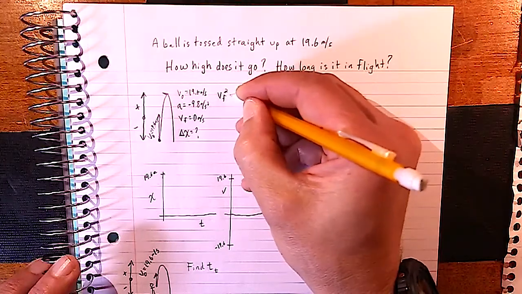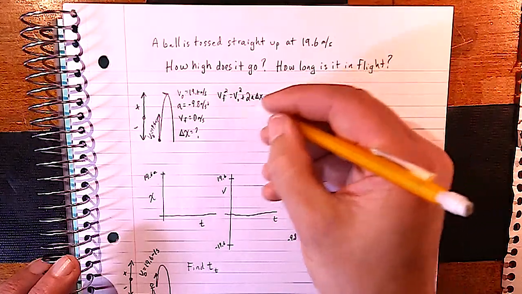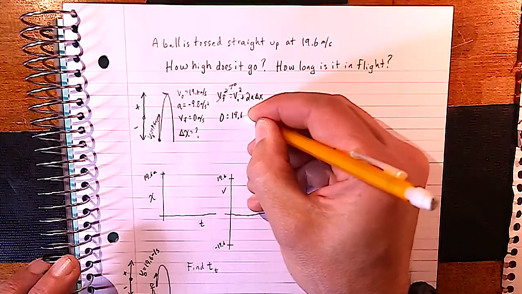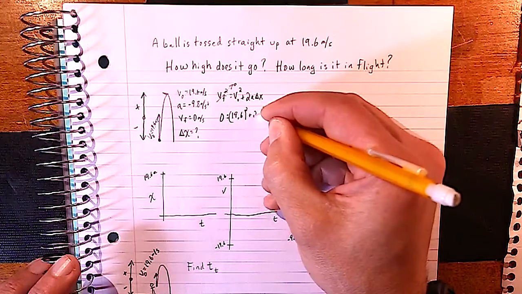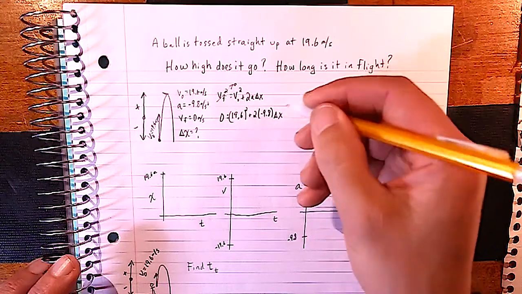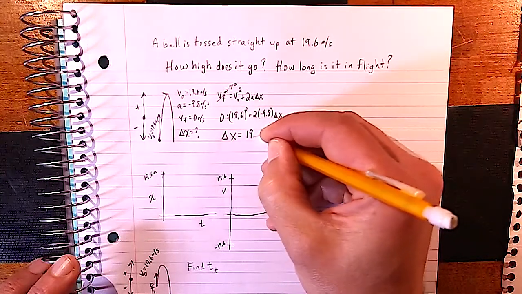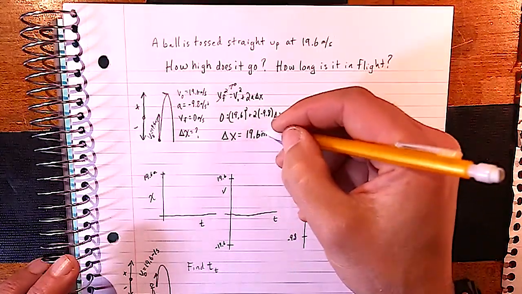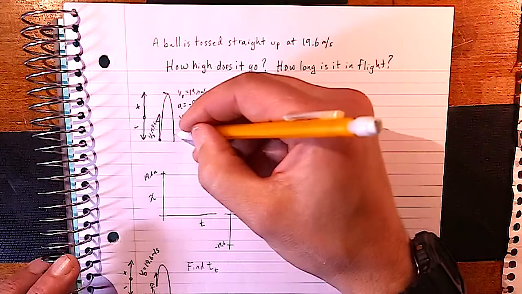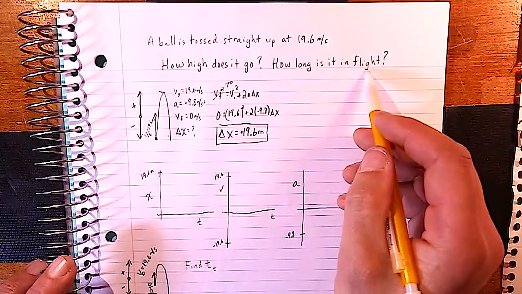Our easiest way to go is VF squared equals V naught squared plus 2A delta x. And subbing in the numbers, that drops to 0. So we have 19.6 squared plus 2 times negative 9.8 times delta x. And when you do the math on that, you end up with a delta x of 19.6 meters, not meters per second. That was the velocity. Notice that this answer came out positive, which tells us it's up. Its displacement is up.